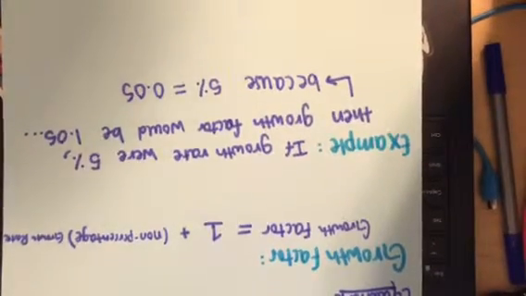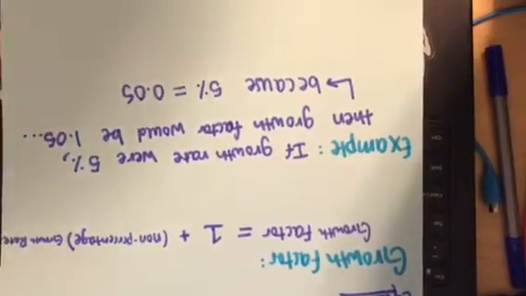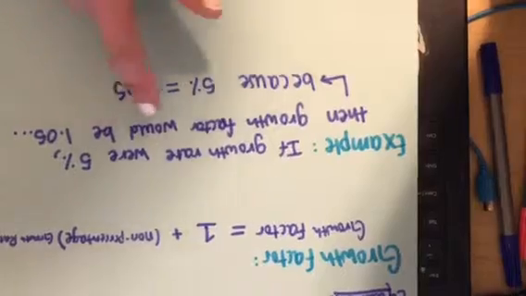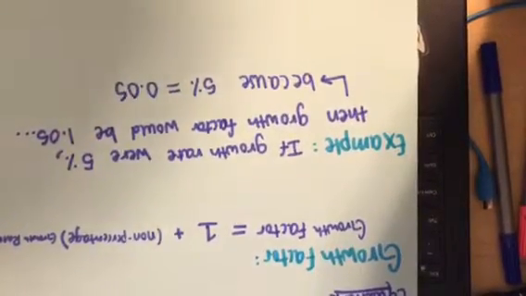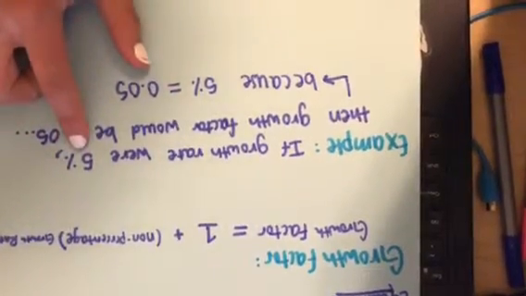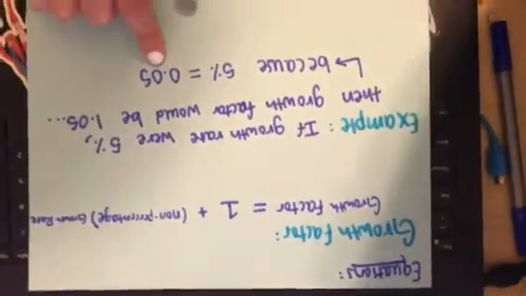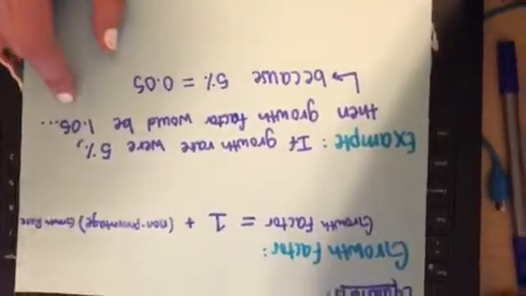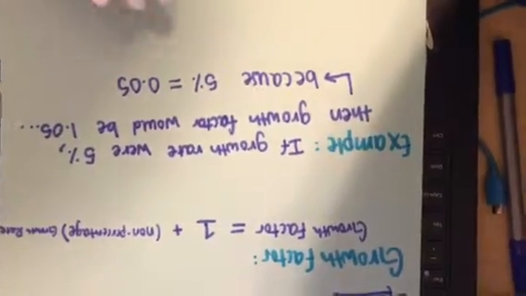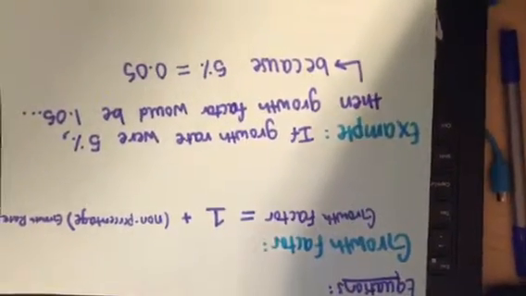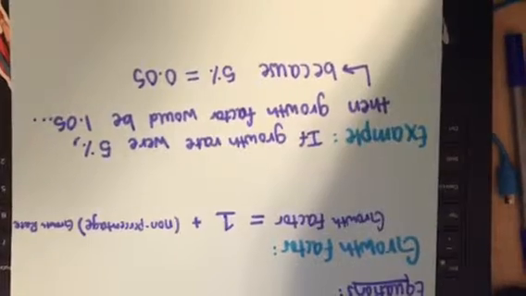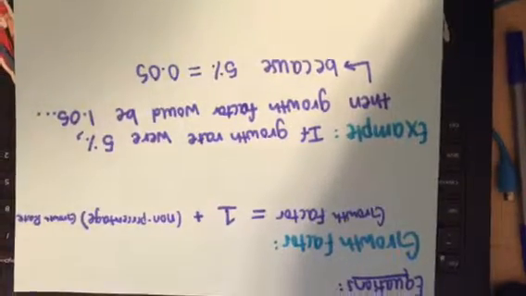So for our example, we'll just put it all together. Let's just say the growth rate was 5%. We would take that percentage and put it back into decimal form right here, and we would add 1 to it in order to get our growth factor. And that's the differences and similarities between growth factor and growth rate.